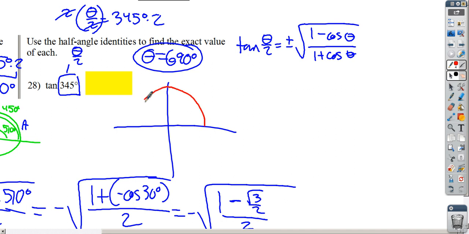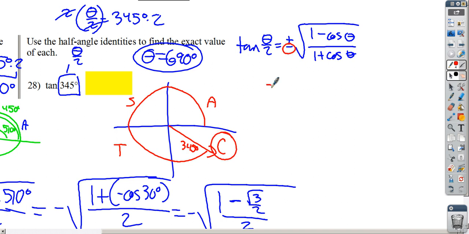So here's 90, 180, 270, 345 is approximately right there, and that's in the fourth quadrant. So in the fourth quadrant, it looks like only cosine is positive, so that means we're going to pick the negative right there. And then where does 690 put us? I'll use a different color for that.